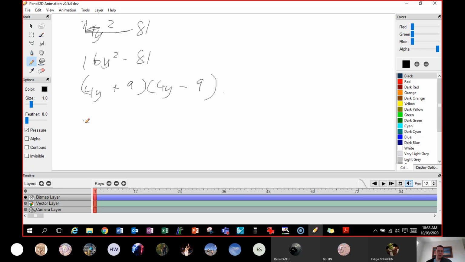Sometimes it can actually be the other way around: 81 minus 16y squared. If this is the case, this changes it a bit. Because this is the positive term, that has to be 9 and 9, because you can't have two positives in there. To get negative 16y squared, one would have to be negative and one would have to be positive: minus 4y, plus 4y.